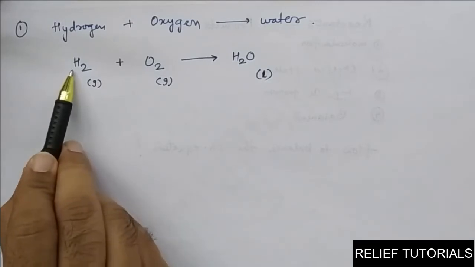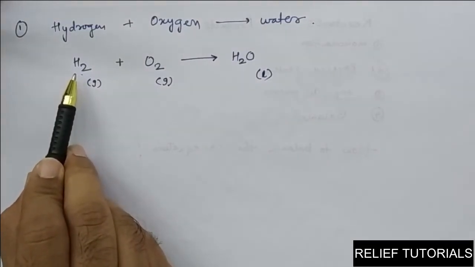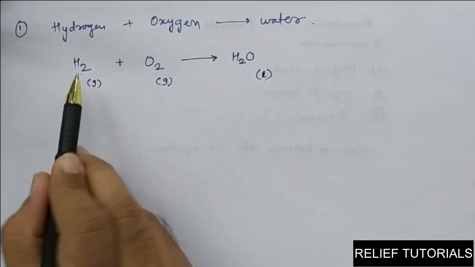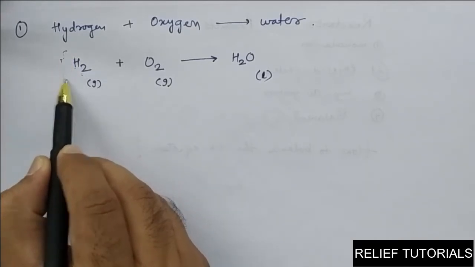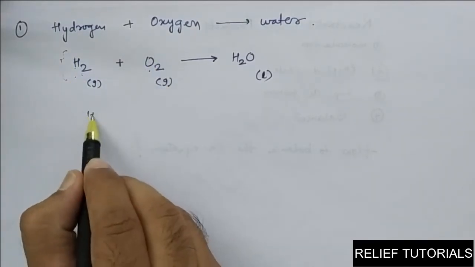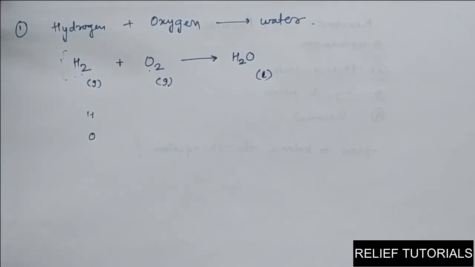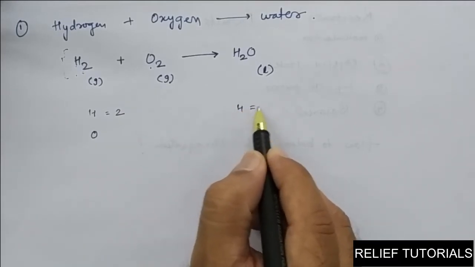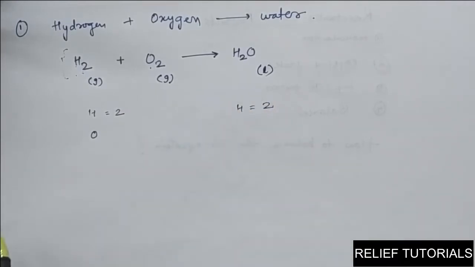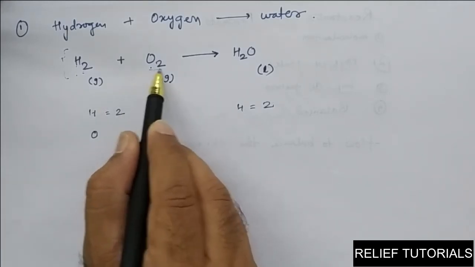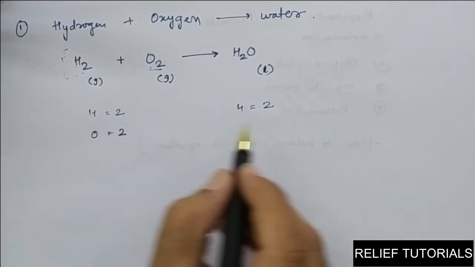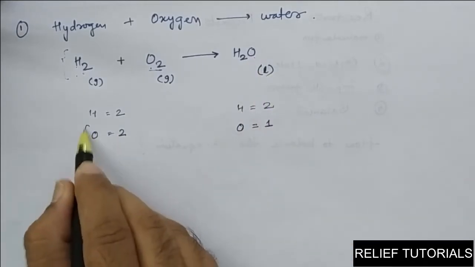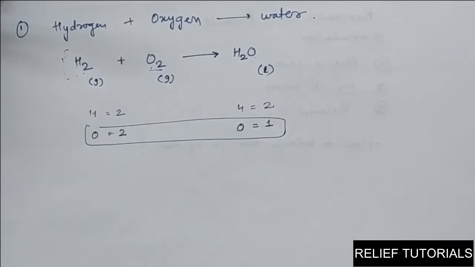Now let us focus on the balancing. Let us start with the basic steps. The total number of reactants is 2, one is hydrogen, another is oxygen. On the left hand side there are 2 hydrogen atoms. On the right hand side there are how many hydrogen atoms? We can see it is 2. The number of oxygen atoms on the left hand side is 2, and on the right hand side it is 1. So this is an unbalanced number of atoms.